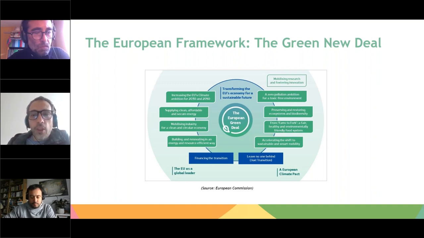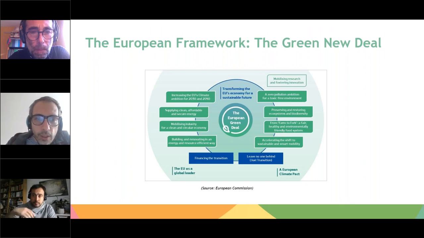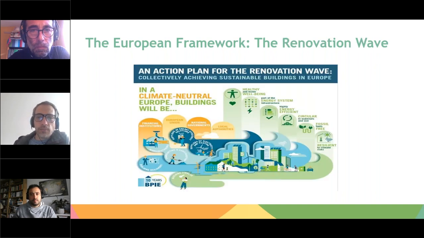Construction industry nowadays is based on a linear value chain. So we must change it to become circular, to get it into a new circular economy framework. So we need the building renovation in an energy and also a resource efficient way, a zero pollution ambition for a toxic-free environment, preserving and restoring ecosystems, and so on. So we have this new Green Deal framework.